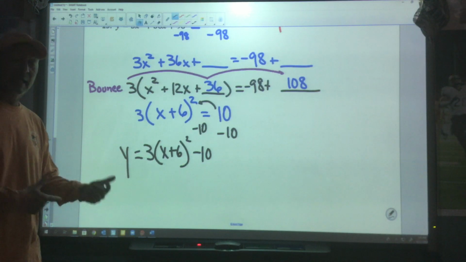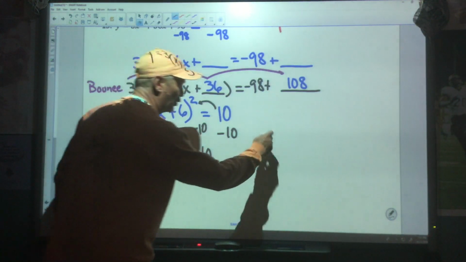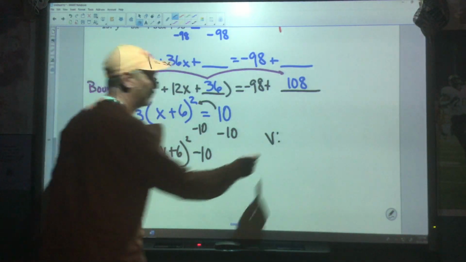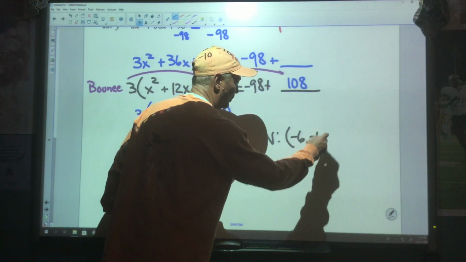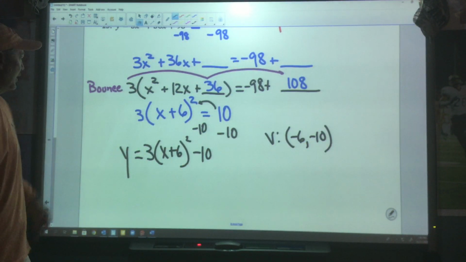Because you look at this and you could tell me what the vertex is. You could tell me that my vertex in this problem, if I ask you, is negative 6 comma negative 10. That's how you know that you're in vertex form. All right, next problem.